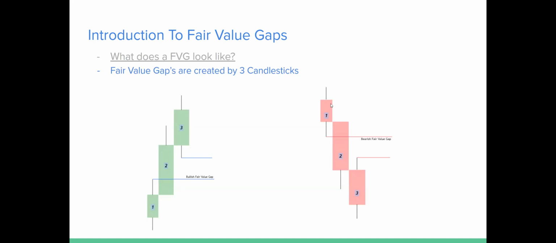Same thing for this, which would be a SIBI. So this is a BISI, bullish fair value gap, and this is a SIBI. When you see price moving lower really rapidly, you're going to see a pocket of price where it is not yet traded to. You can see between the low of number 1 candlestick and the high of number 3 candlestick that there's a little pocket in here. Okay, so that's what a fair value gap looks like.